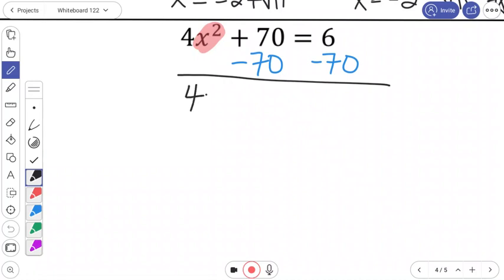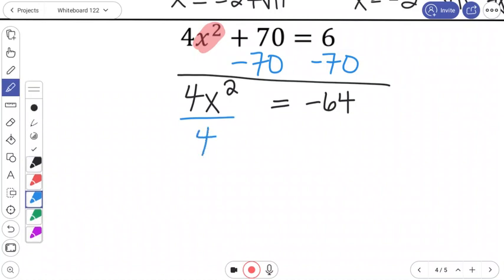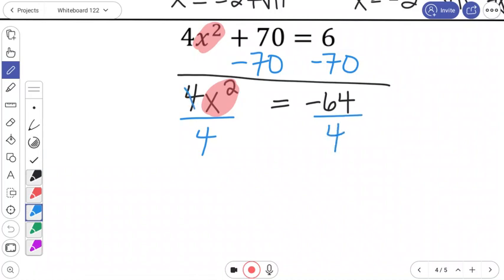So we have 4x squared equals, what is 6 minus 70? That gives us a -64. And then we need to divide both sides by 4 because remember, we are trying to get our squared term all by itself, right? So when we divide both sides by 4, those reduce, and we're left with x squared equals -16.